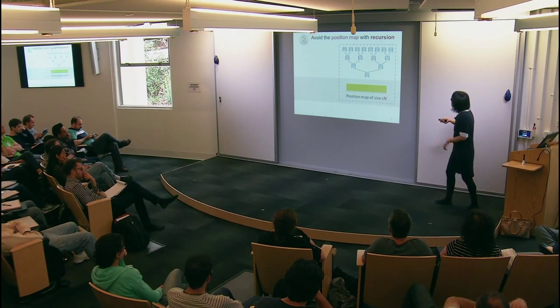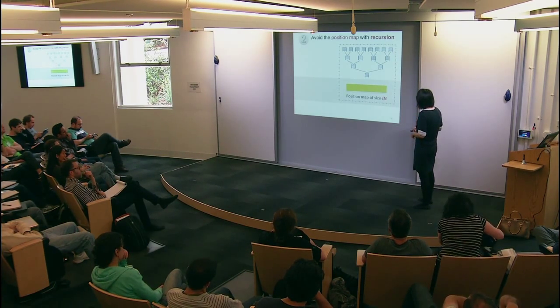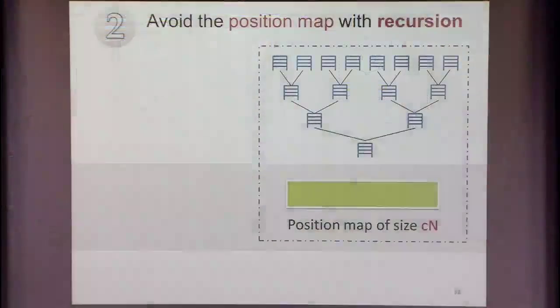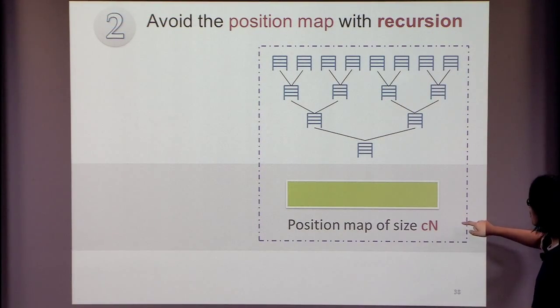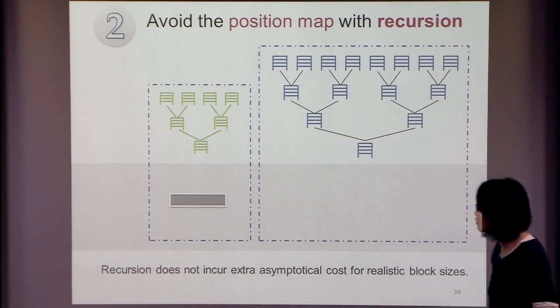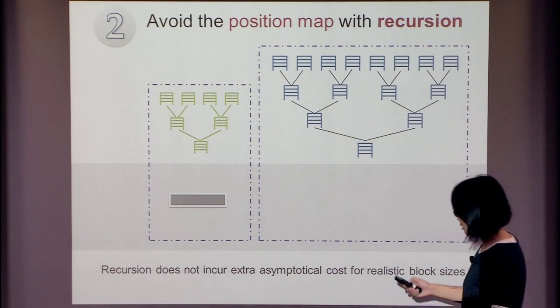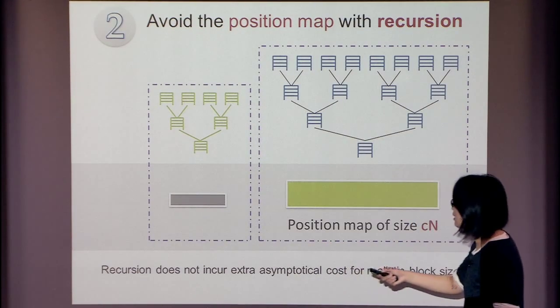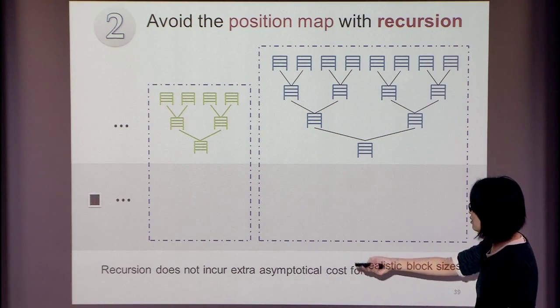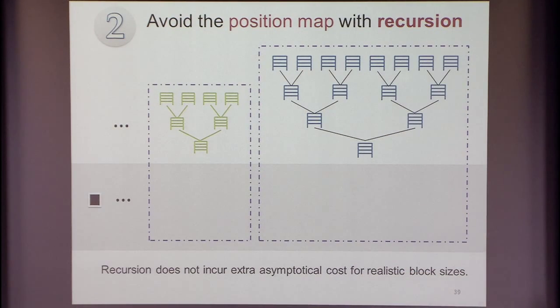Okay, so I haven't talked about how to get rid of the position map yet, but the idea is very simple. Instead of storing the position map on the client side, I'm going to recurse and store the position map on the server side in a smaller ORAM, and I will keep on recursing until I have a constant-size position map.